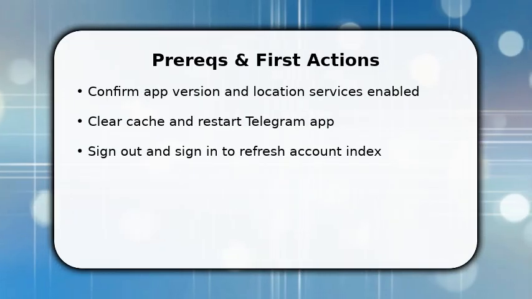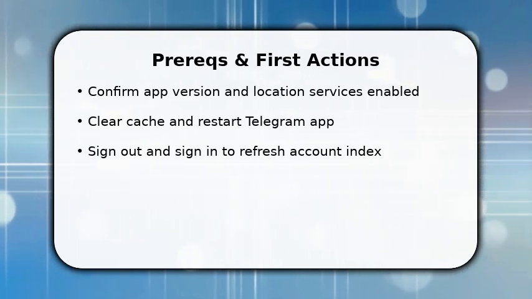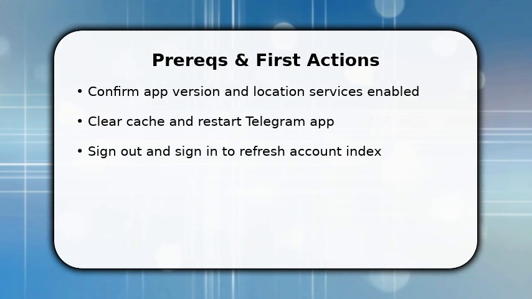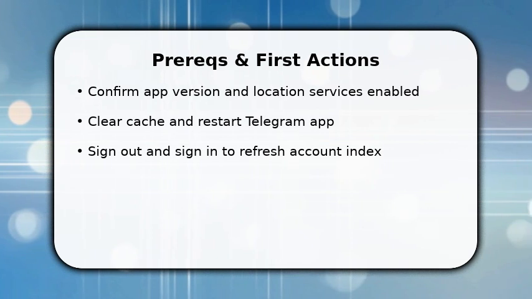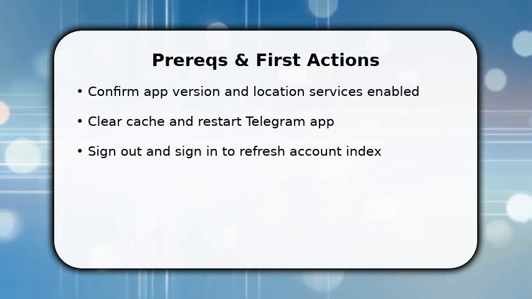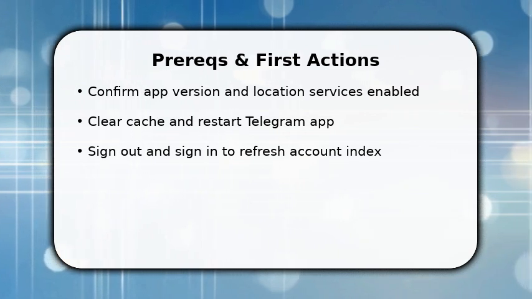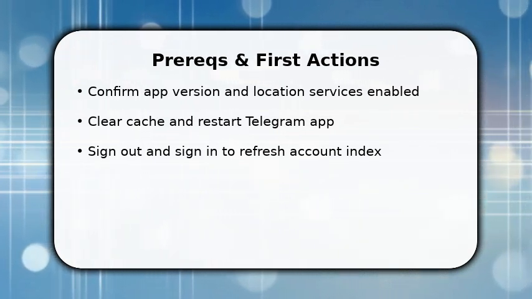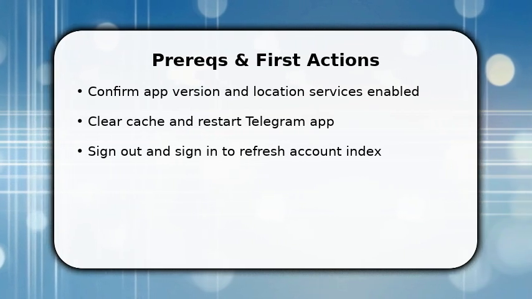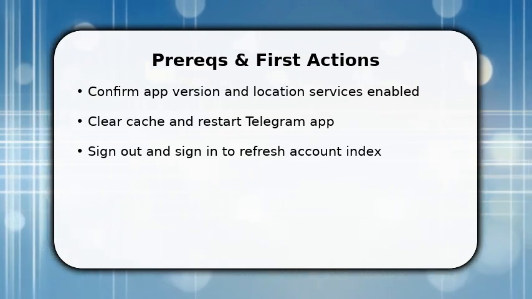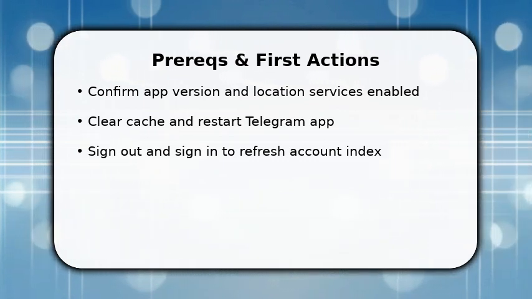You start by ensuring Telegram is updated and your device has location and network permissions. That prevents regional filtering. Once updated, clear Telegram cache and force close the app to remove stale indexes and memory locks. Sign out of your account and sign back in to trigger a full reindex on Telegram servers. These steps kick off the repair process immediately. They re-establish permissions and force the app to request fresh search data rather than using old local results.